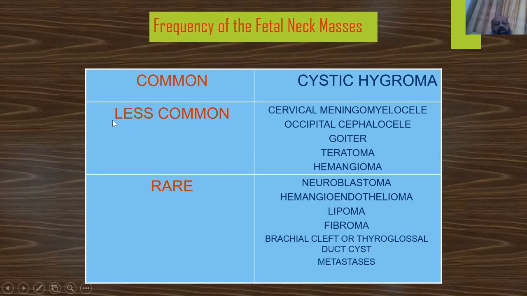Most common is cystic hygroma, and other less common neck masses are cervical meningomyelocele, occipital cephalocele, goiter, teratoma, hemangioma. Rare are neuroblastoma, hemangioendothelioma, lipoma, fibroma, branchial cleft or thyroglossal duct cysts, and metastasis.